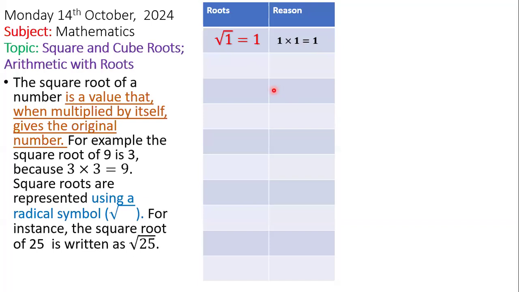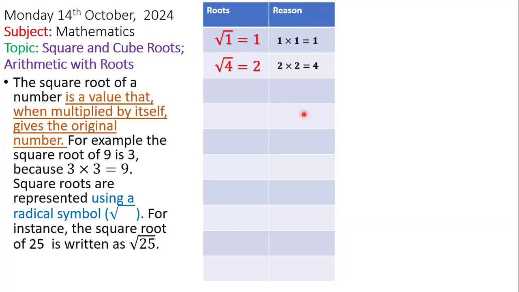Alexander, what's the square root of 4? I said Alexander. 2. The square root of 4 is 2. Do we agree with him? Yes, sir. Why is the square root of 4 2? Because 2 times 2 is 4. Because 2 squared is 4. Because 2 times 2 is 4.